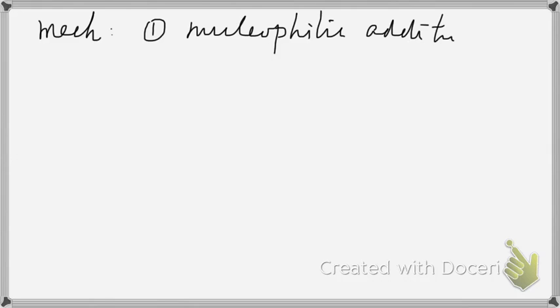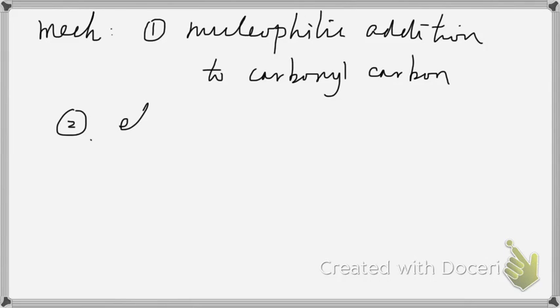The general mechanism for nucleophilic acyl substitution involves two steps. The first step is called nucleophilic addition to carbonyl carbon. This is the same step as in the reaction of aldehydes and ketones. When you have a nucleophile, the nucleophile will attack the carbonyl carbon, breaking the C=O double bond to form the tetrahedral intermediate. Okay, that's the same step, nucleophilic addition to carbonyl carbon.